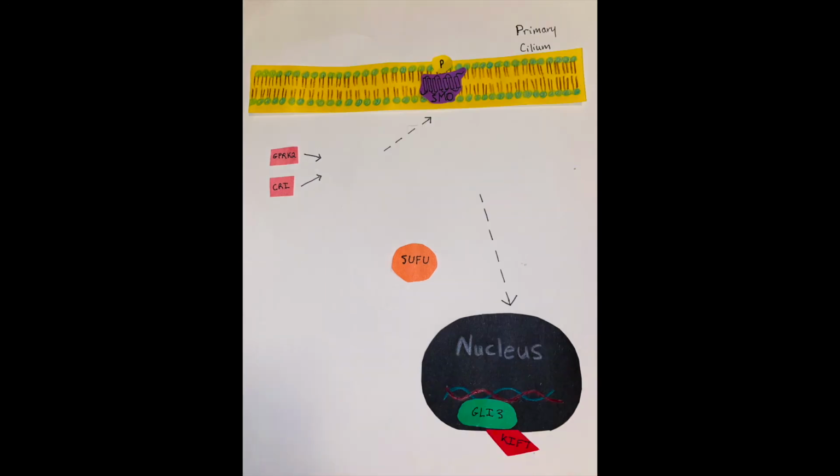Gli3 then travels to the nucleus, where it activates Gli target genes on the DNA. For this cell type, the activation of the Gli target genes would signal the surrounding tissue cells to begin separating into fingers and a thumb.